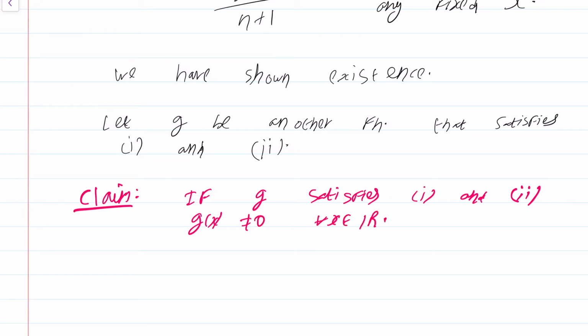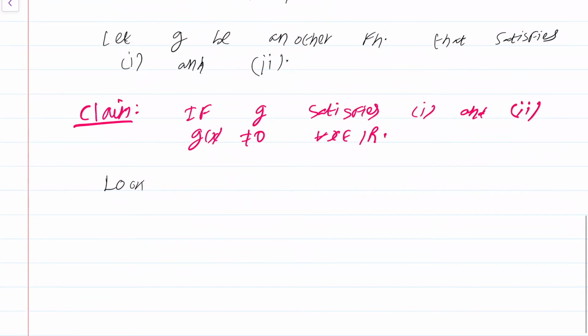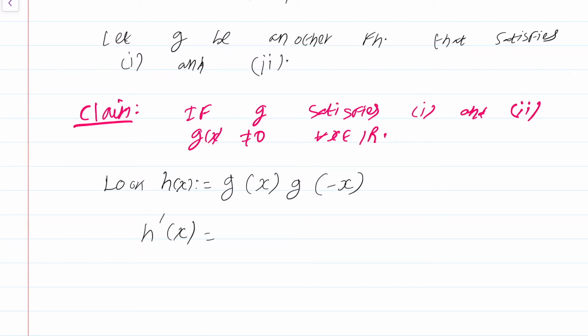Well, why is this the case? Look at g of x times g of minus x. Look at this new function, call it h of x. Differentiate this h. Well, by product rule, what do you get? You get g prime of x times g of minus x minus g prime of minus x times g of x.